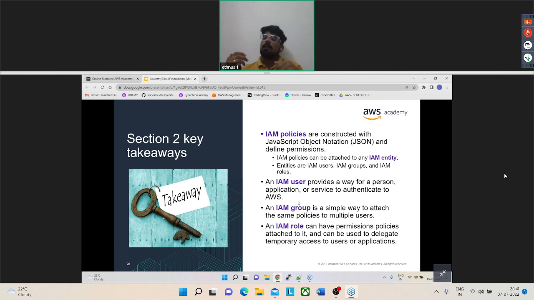Apart from that, IAM policies are of two types: identity based and resource based. And then what is an IAM role? An IAM role can have permission policies attached to it. Definitely, we have to attach the permissions to it, and it can be used to delegate temporary access to users or applications. It is used to provide temporary access and to connect different AWS resources. That is the main functionality of an IAM role. So this was about section 2, which was a very informative section.